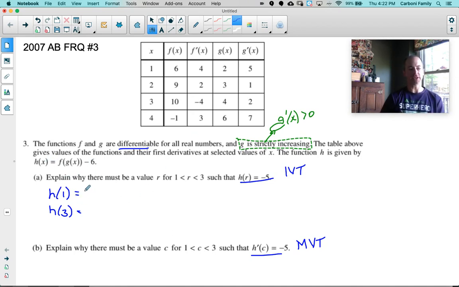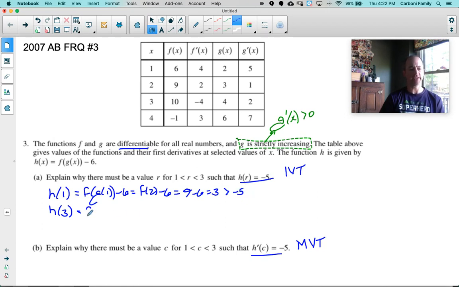Here's my function h up here. H of 1 will be f of g of 1 minus 6. G of 1 is 2, so that's f of 2 minus 6. F of 2 is 9. 9 minus 6 is 3. Okay, so that is greater than -5.